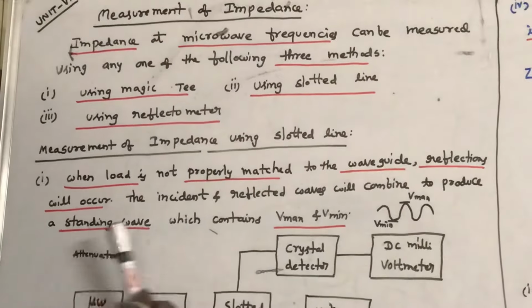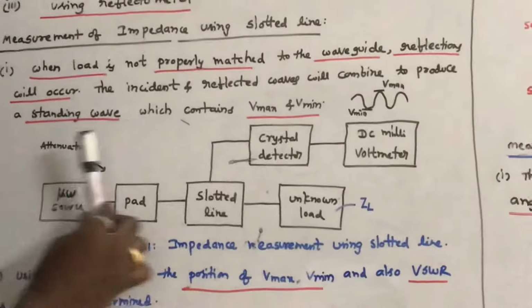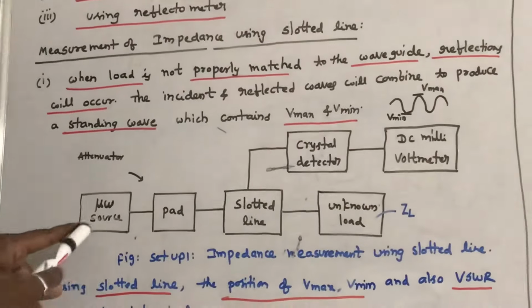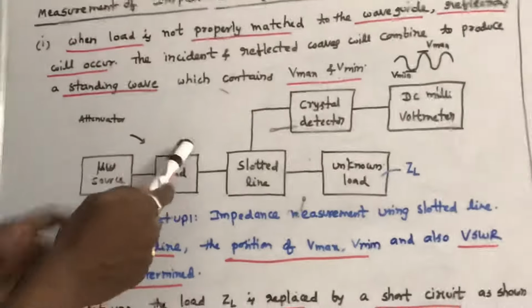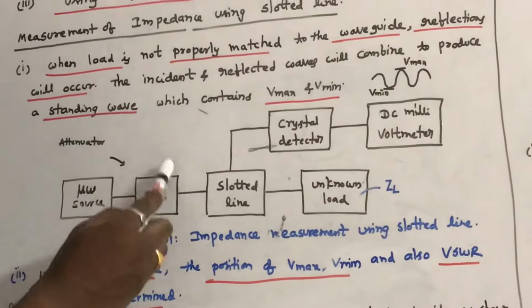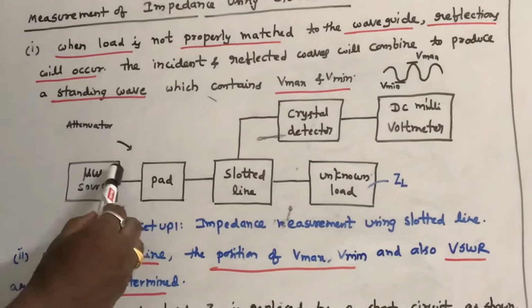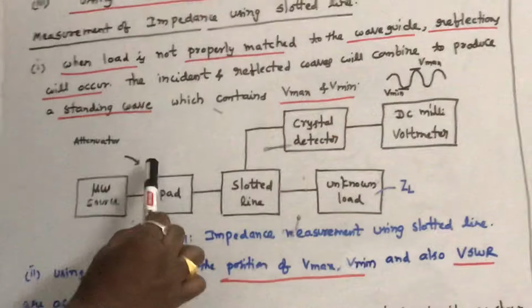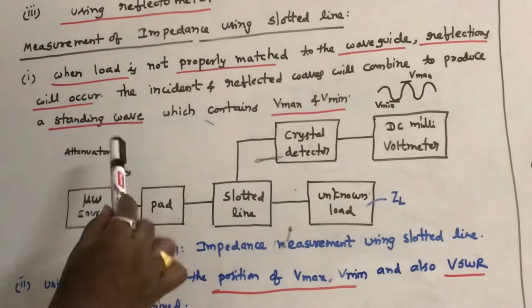Now, this is the arrangement for impedance measurement using slotted line. This is the general microwave bench setup. This is the microwave source, and the pad can be used as a variable attenuator, where we can reduce the amplitude or the power of the input signal. Input signal power can be adjusted with the help of this pad.